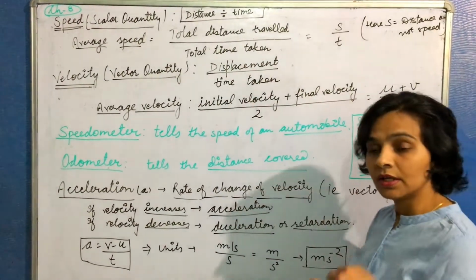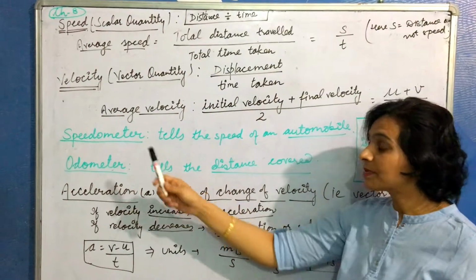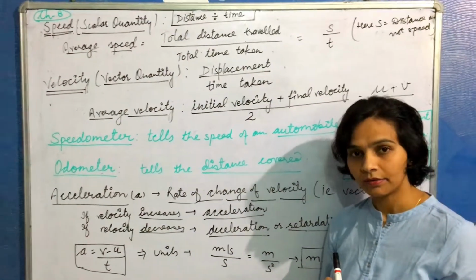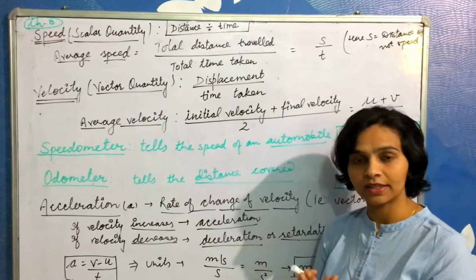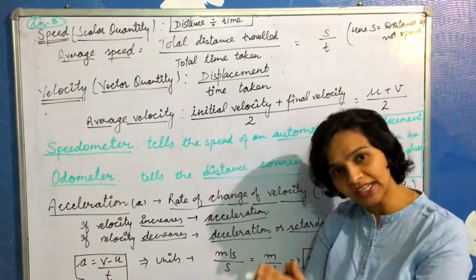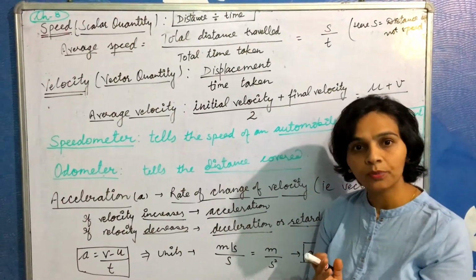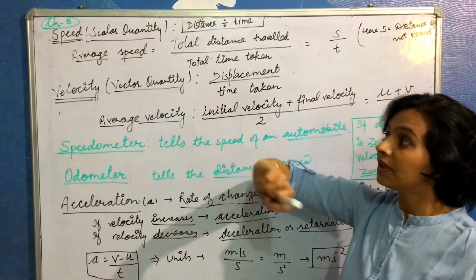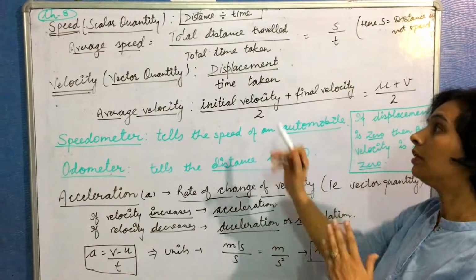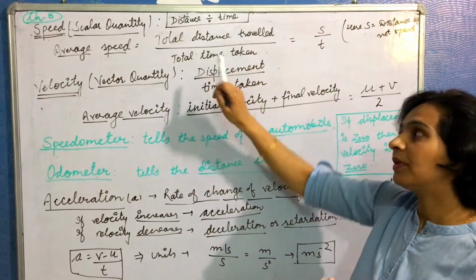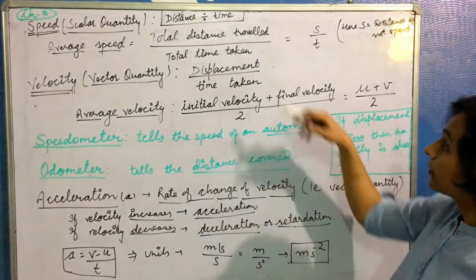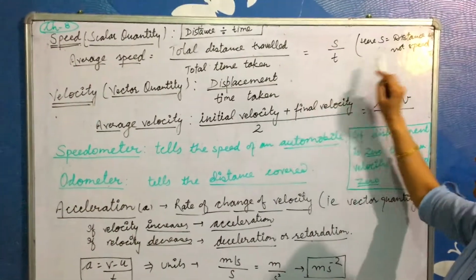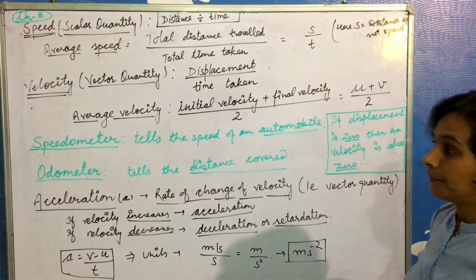The speedometer in your automobile tells you the speed at every moment, right? So it does not tell the average speed. At whatever time you check, it will tell the speed at that time, so many kilometers per hour. So if you want to calculate the average speed, then you have to add all the distances covered divided by the total time taken. The formula will be S upon T. Here S is not speed, it's distance.